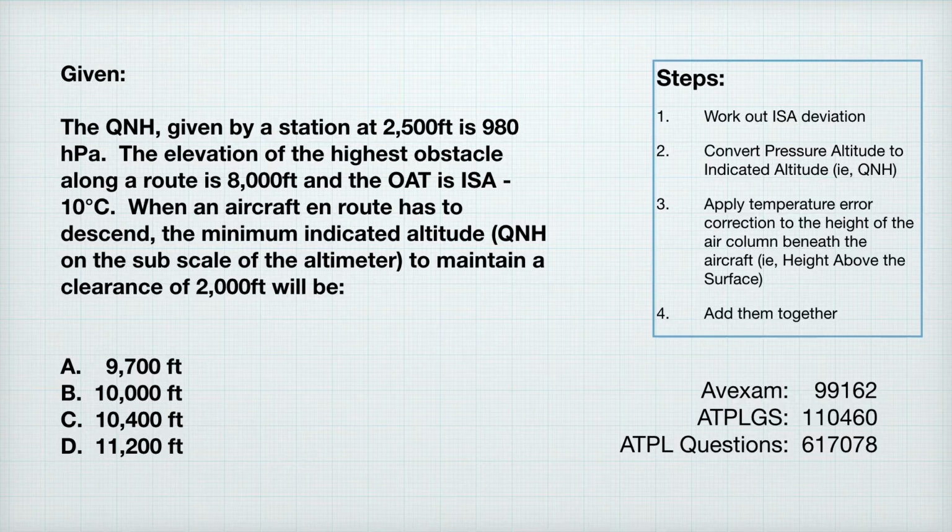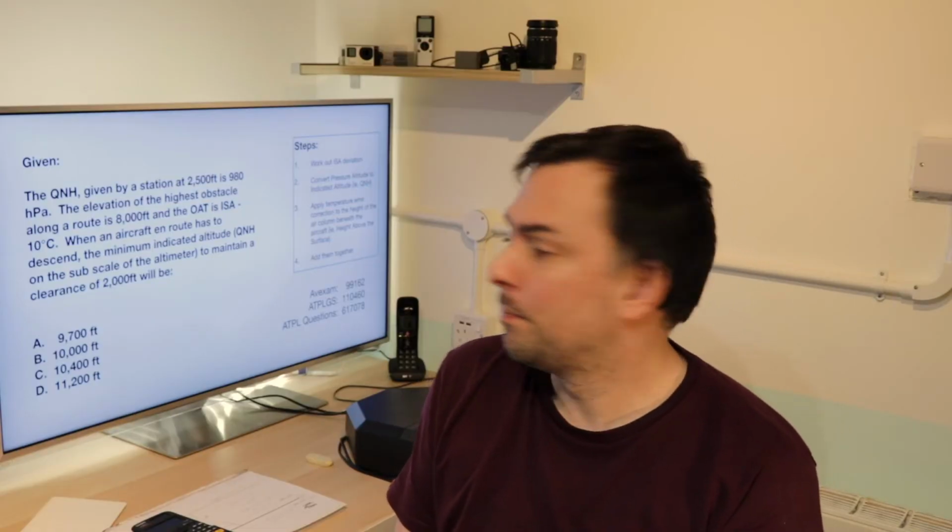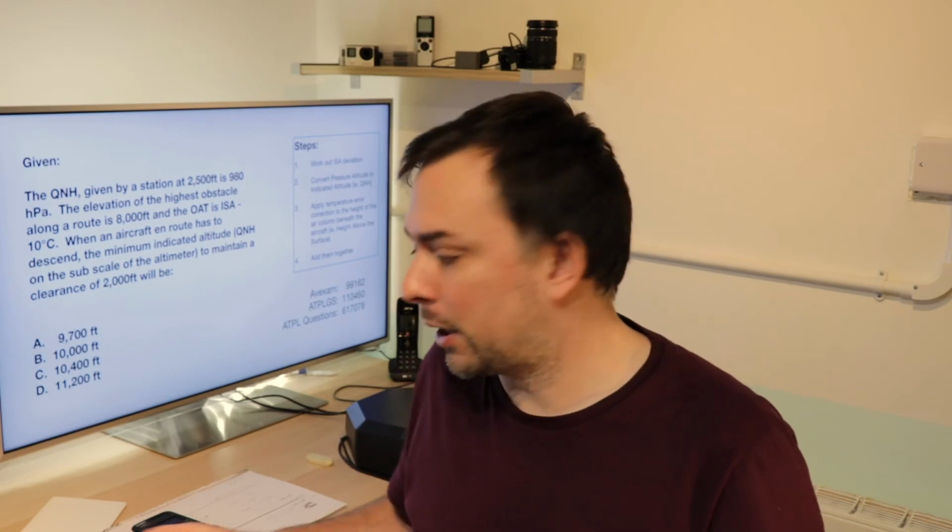Now, I'll be honest, if you look at the comments on AvExam, and by the way, this is question number 99162 on AvExam, there are loads and loads of grumpy people because the explanation suggests the 4% error correction rule for 10,000 feet. It's not taking into account the height above the surface, it's taking into account the whole of the true altitude. There are loads of grumpy people saying, how can we do one thing for one question and another thing for another question? Ignore all of that because you'll get yourself in a twist.